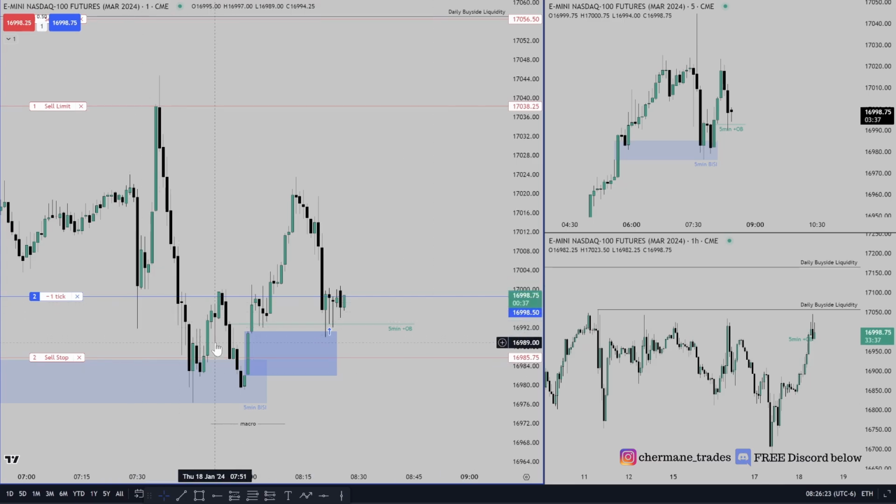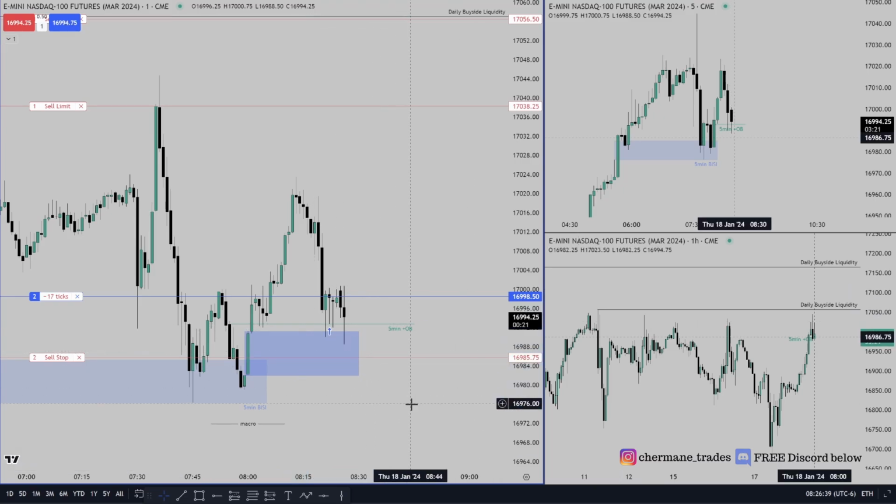Stop loss is placed below consequent encroachment. I'm seeing this as a breakaway gap. Okay. Perfect timing, huh? Strategic stop loss management. It wasn't random.